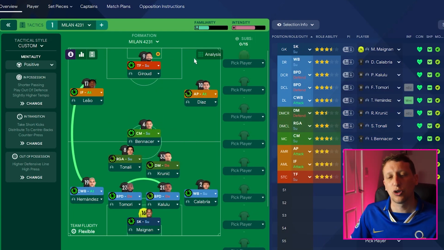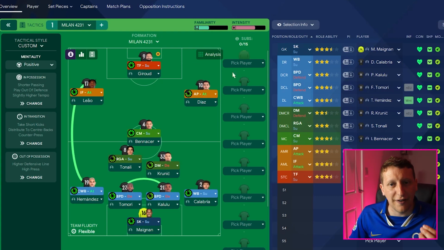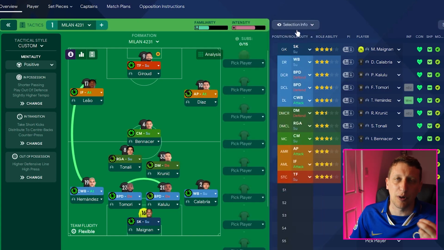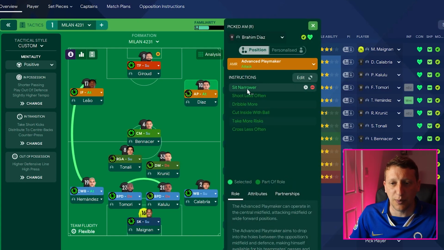On the right-hand side, we're going with Diaz, but I'm going with an advanced playmaker. He generally plays as a number 10. That would probably be his best position. So I've gone with an advanced playmaker with the player instruction of sit narrower.